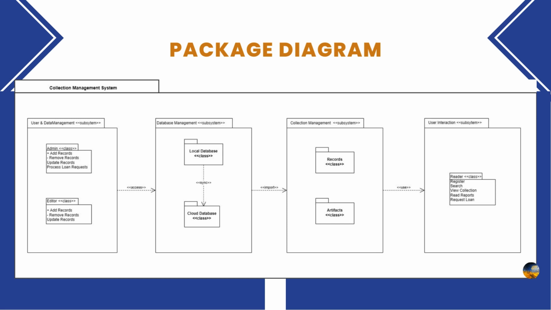The collection management subsystem has 2 classes, the records and artifacts, and it also has the use stereotype arrow that points toward the user interaction subsystem, showing that the collection management subsystem is used by the user interaction subsystem. And this indicates that the records, artifacts, or other collection information are being viewed or interacted with by readers.